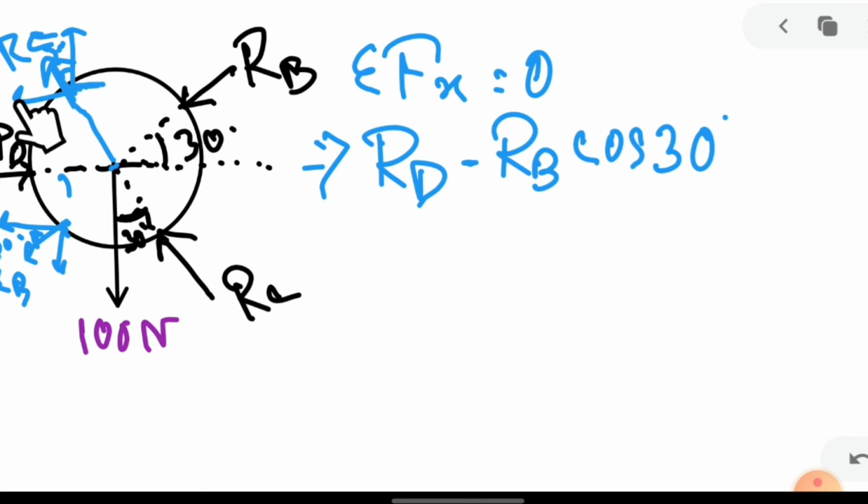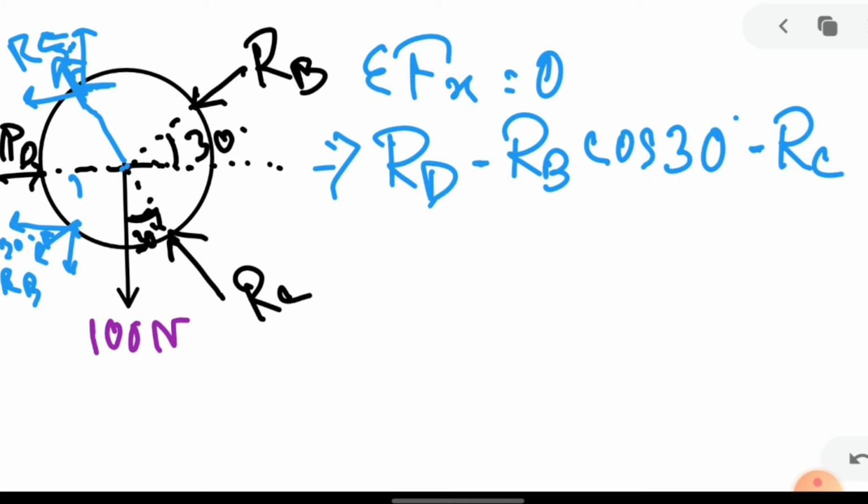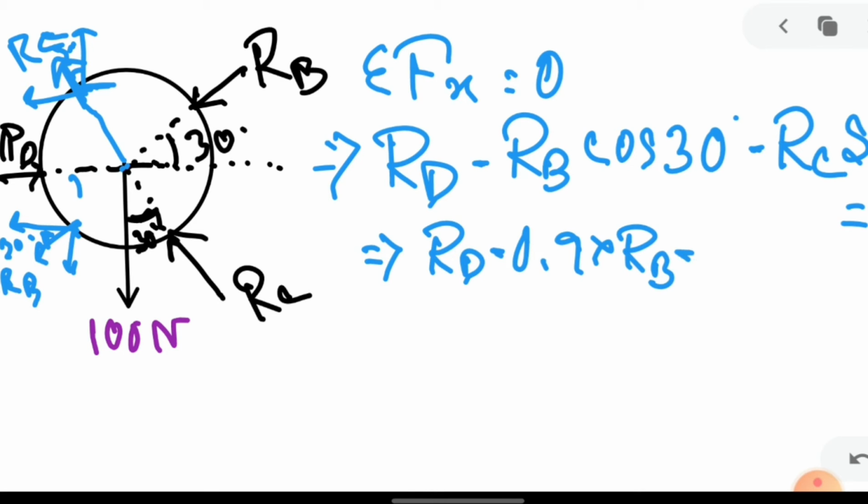So what is it? RC sine 30, and what is the direction? It is the same as RB, so it is also minus RC sine 30 degree equals to 0. From this you can get an equation that is RD minus 0.9 into RB minus 0.5 into RC is equals to 0, and you mark this equation as equation number 1.